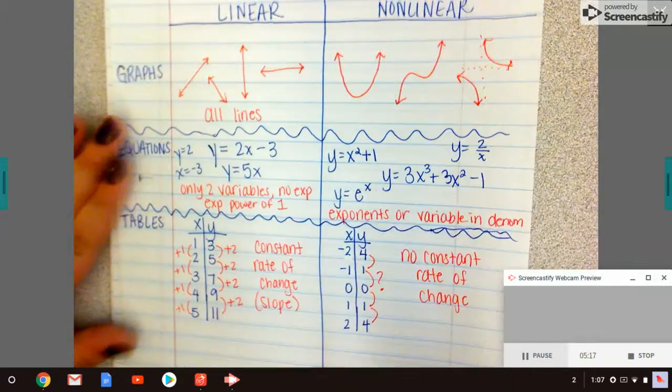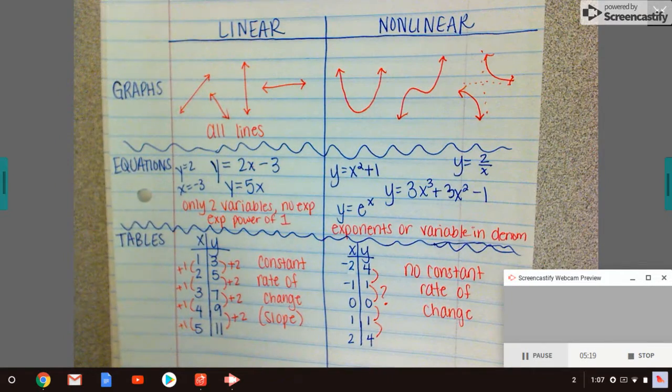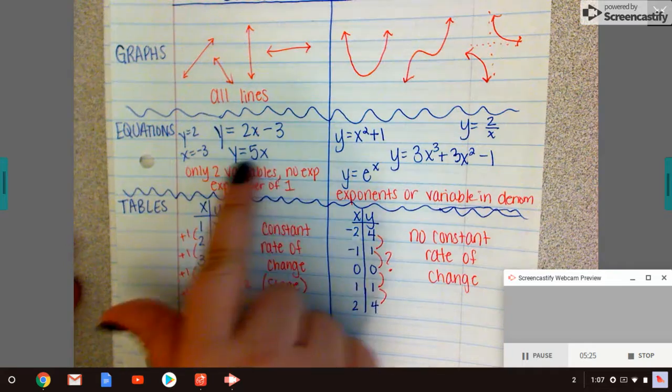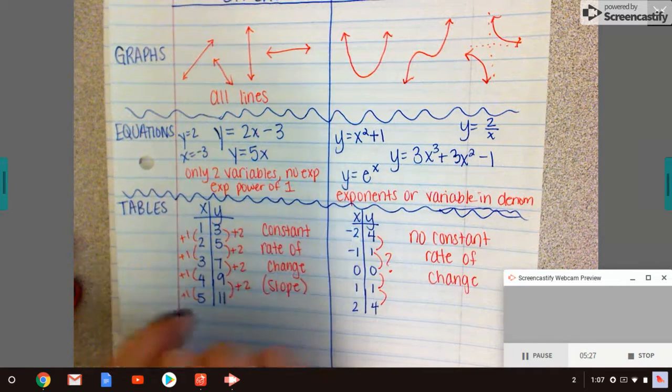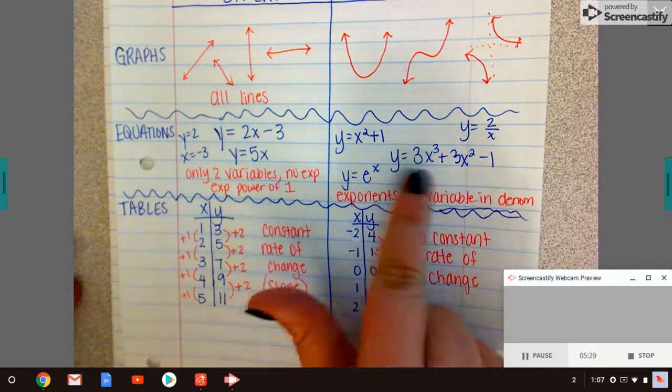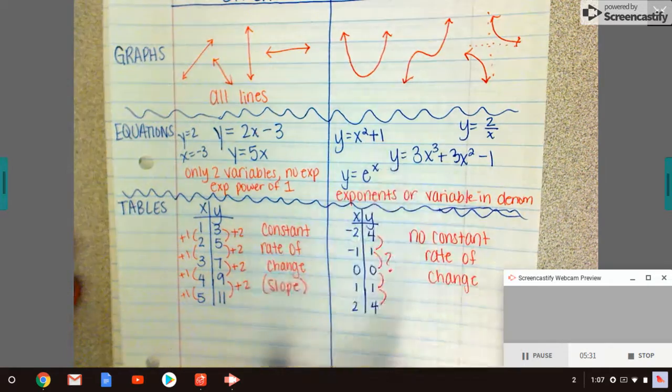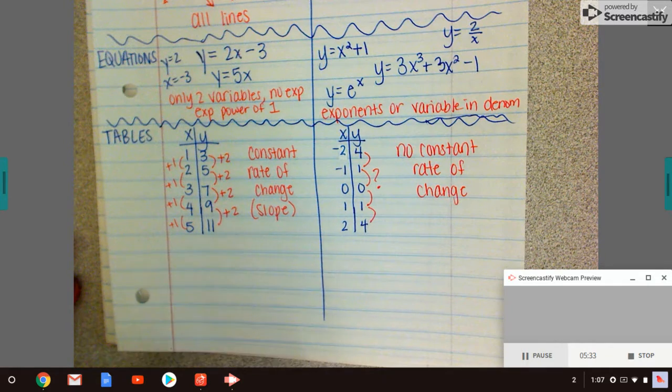So we've got three different things we can look for: linear, nonlinear. The easiest thing to think about is the graph. Is it a line? It's linear. For the equation, if everything is to the power of 1, it is a linear equation. If not, it's a nonlinear. And then with the tables, if you can find a constant rate of change, you're good. If not, then it is nonlinear.